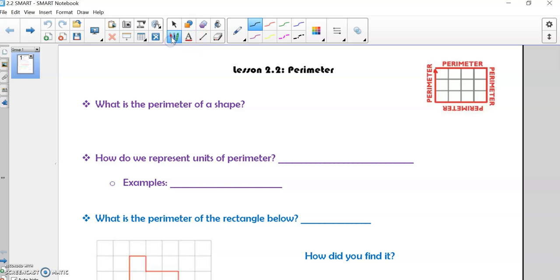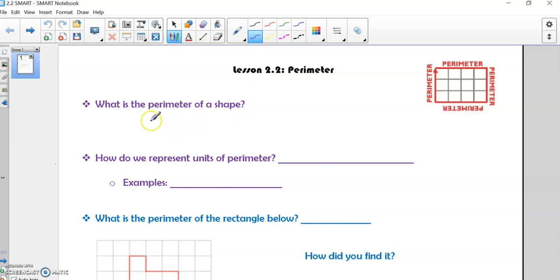Hey guys, so we are going to do lesson 2.2 today. It is kind of a continuation of what we started yesterday, except instead of working on area, we are going to move on to perimeter. So to start with, let's go ahead and define what perimeter is.